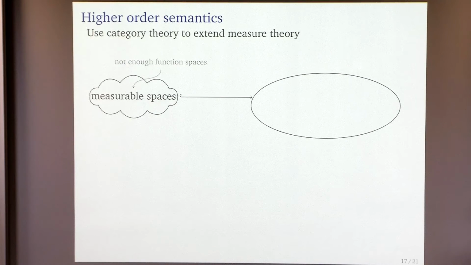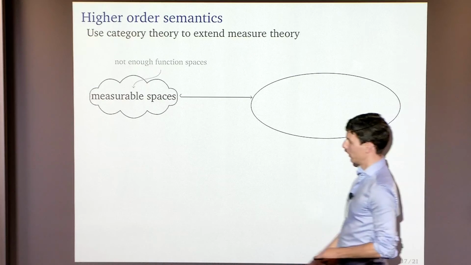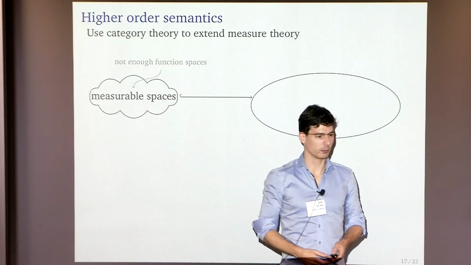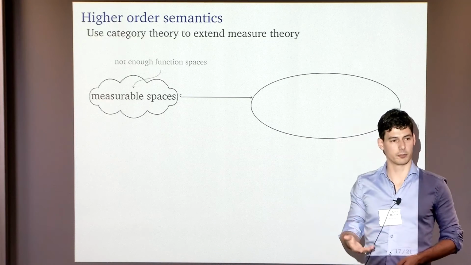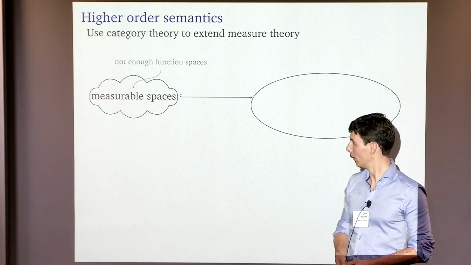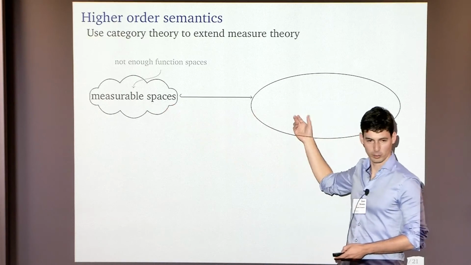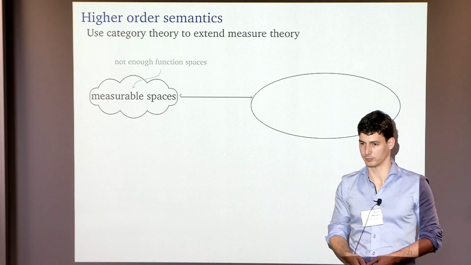And this is where category theory comes to the rescue. I know categories get a bad name occasionally, but they're actually useful, as I'm going to show you now. So we were interpreting our types as measurable spaces, and we know that there are not enough function spaces in there to allow us to interpret function types. Right, so what we're going to do is embed this universe into a larger one that does have enough function spaces.